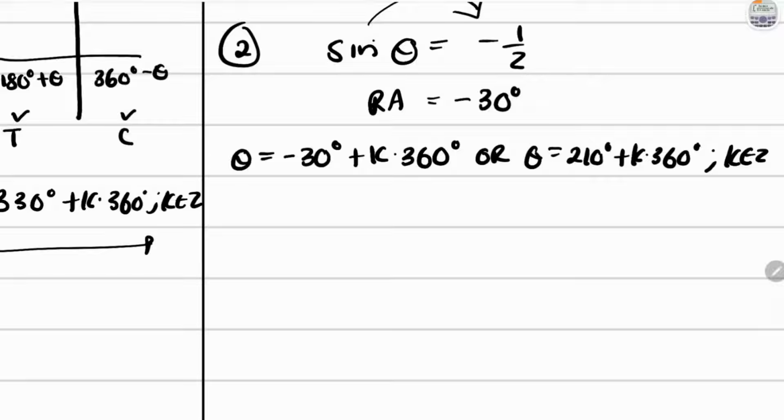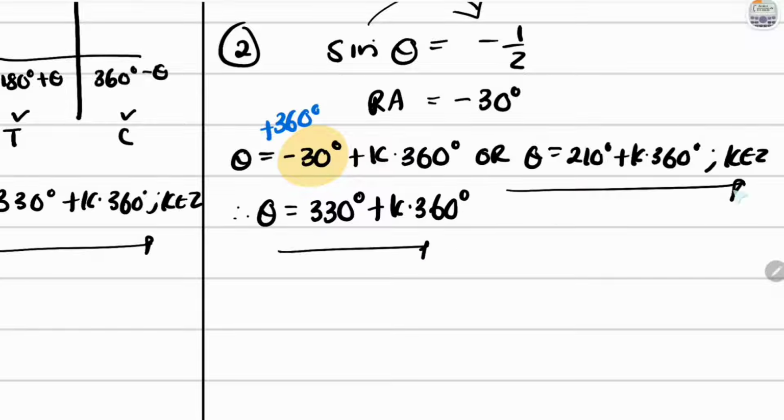Now, here's the thing. Generally, when angles are negative, if you want to make the angle positive, you just have to add 360 degrees to it. So that's what you would do here. You add 360 degrees to your negative angle, and this is what theta gives you. 360 minus 30 is 330 degrees, plus k 360 degrees.